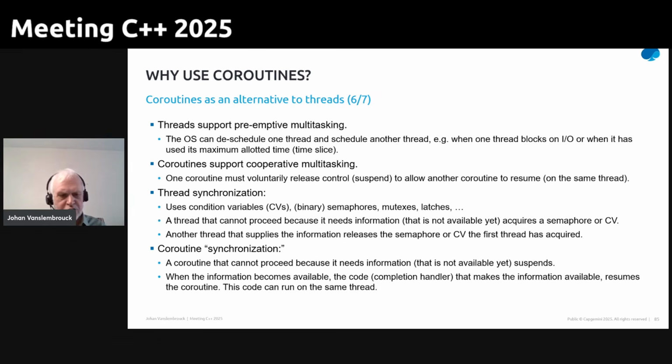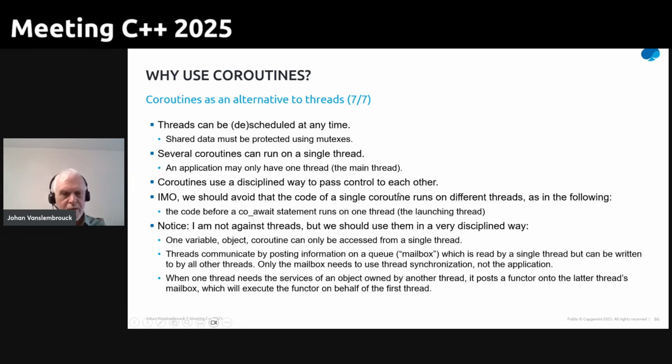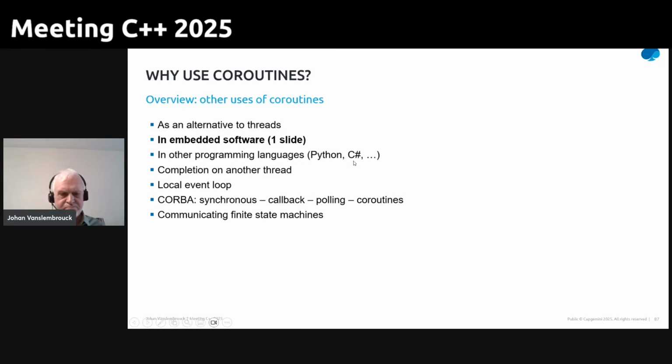Also with thread synchronization, you have a lot of variants possible: condition variables, binary semaphores, mutexes, latches, and so on. Something you don't need with coroutines because nothing runs in parallel. It's interleaved, so you don't have any variables that are really shared that have to be protected. So that's the conclusion. You can use coroutines as an alternative to threads.